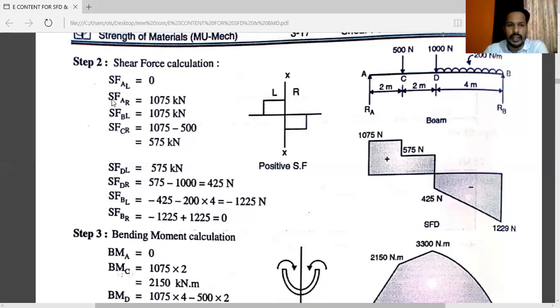Here you can see shear force at point A just to the left, just to the right. Shear force at point B just to the left, just to the C. Here instead of B, you have to take C. Shear force at point C just to the left, shear force at point C just to the right. Similarly, for every point A, C, D, and B, you have to write from left to right.